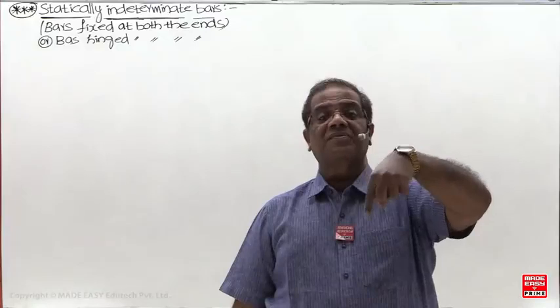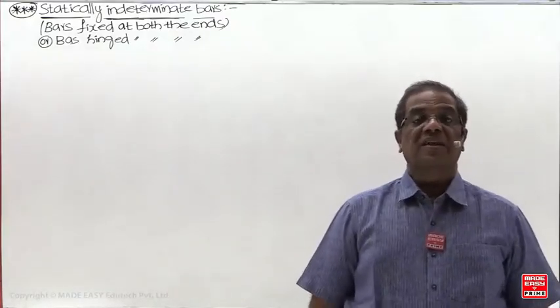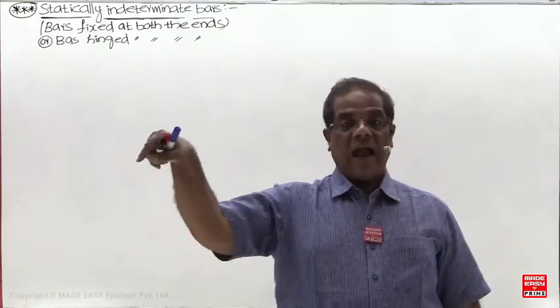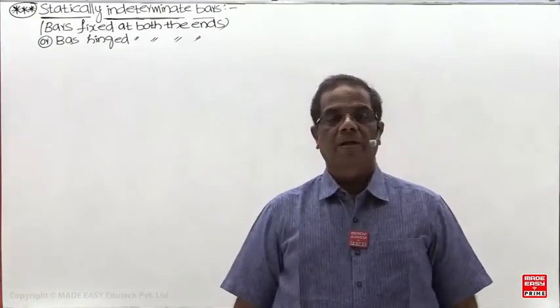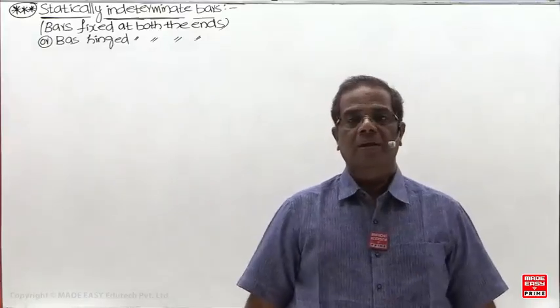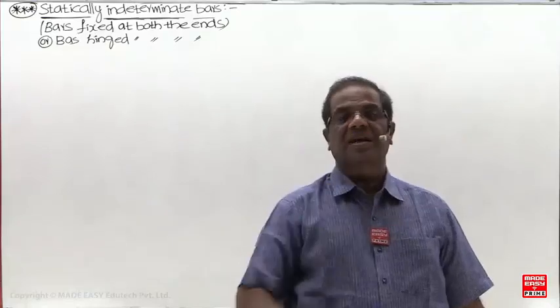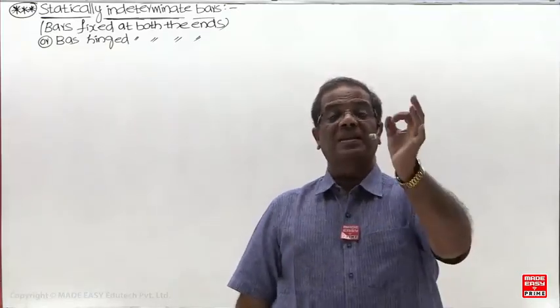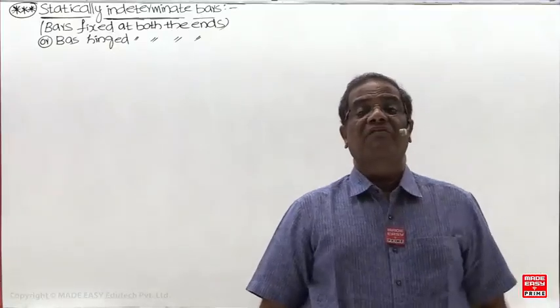So number of reactions: 1 vertical and 1 horizontal reaction. Fixed support will restrict the axial motion, vertical motion, and rotation. Since rotation is restricted, a moment reaction will be there. So fixed support has 3 reactions. Moment reaction is possible only at the fixed support.